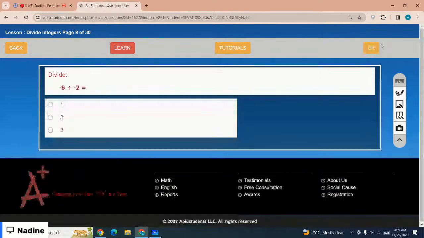Negative 6 divided by negative 2, which is the correct option? That is 3. 2 times 3 is 6. It is 3.